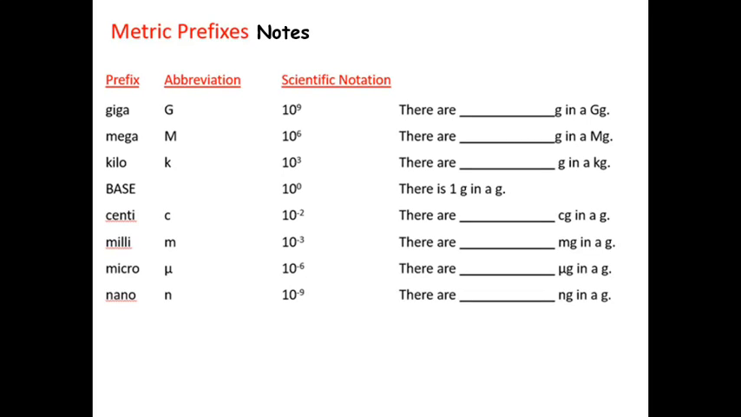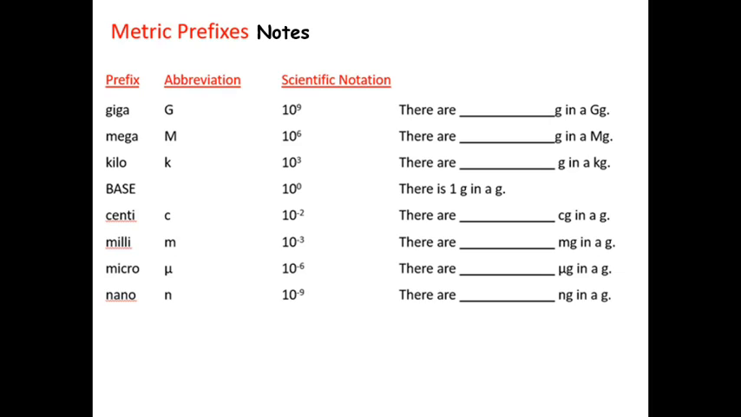So we're starting off looking at the first one here. It says giga. The abbreviation is a capital G. And scientific notation is 10 to the ninth. We want to think about what 10 to the ninth means. All right, 10 to the ninth means a 1 with 9 zeros after it.